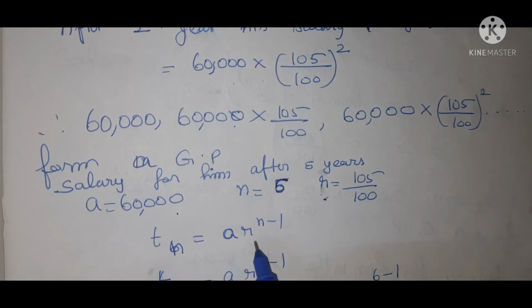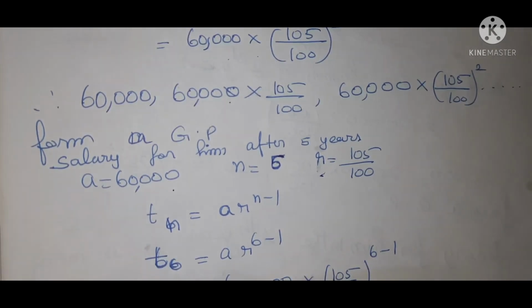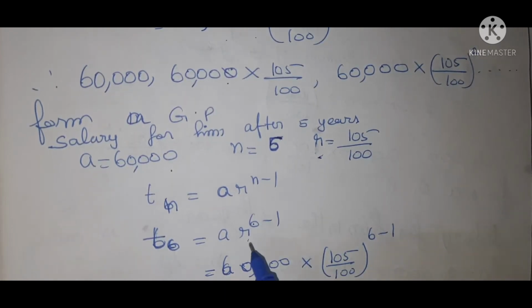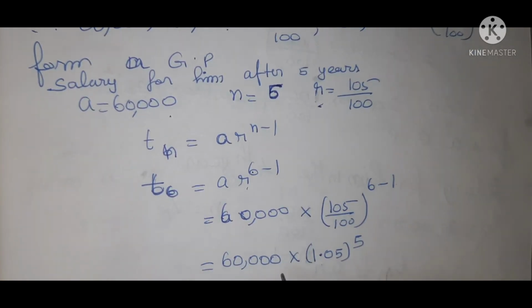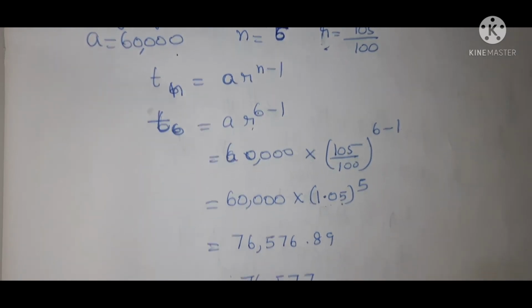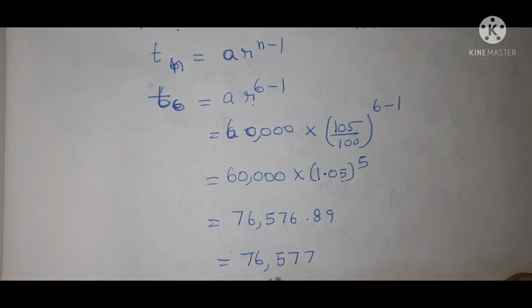Tn is equal to AR power n minus 1. T6 is equal to AR power 6 minus 1. A is 60,000 into R is 105 by 100 to the power 6 minus 1. 60,000 into 1.05 the whole power 5. We get 60,000 into 1.05 to the power 5, we get 76,576.89. Round off, we get 76,577.